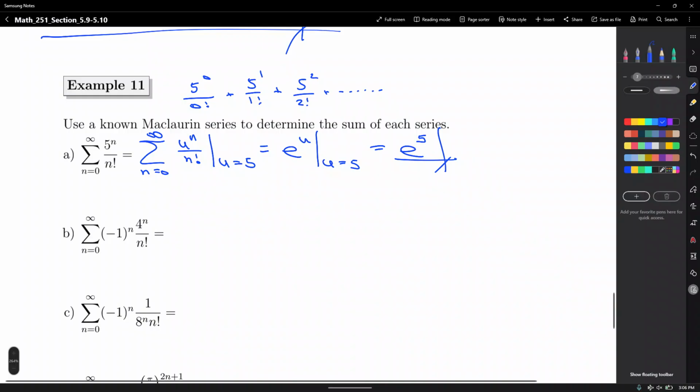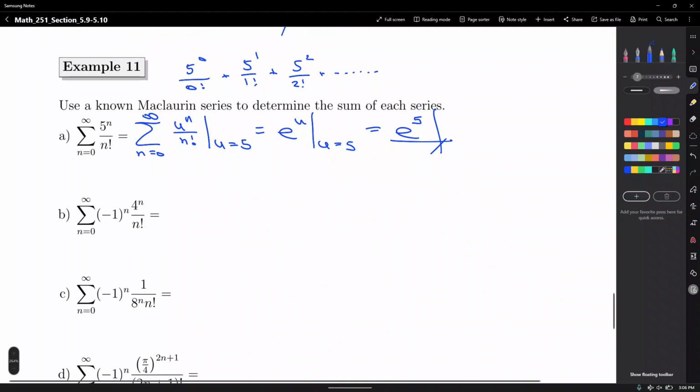And that's the exact numerical value of the infinite series. If you guys were able to add infinitely many of these terms, it'll be equal to e to the 5th, right? That's the infinite sum. All right. Let's have a look at the next exercise. Letter B, sigma n equals 0 to infinity of negative 1 to the n, 4 to the n divided by n factorial. All right.